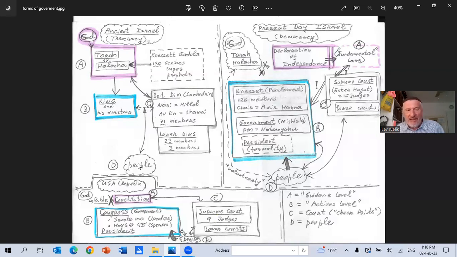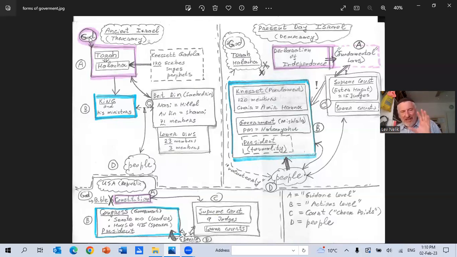And the people were guided, essentially. They were subject to the king, and if they had an issue with a law, with a court, they would go to the lower dins. They could elevate it to the higher Sanhedrin. And then there is Masechta Sanhedrin in the Talmud. You can read all these details. But this is a structure of ancient Israel.